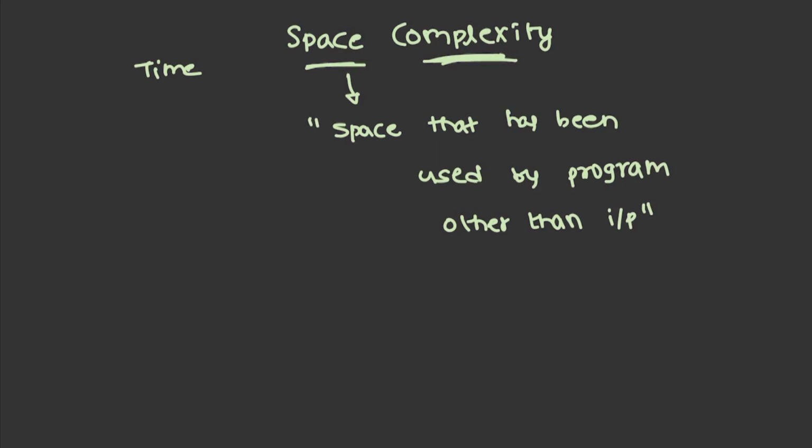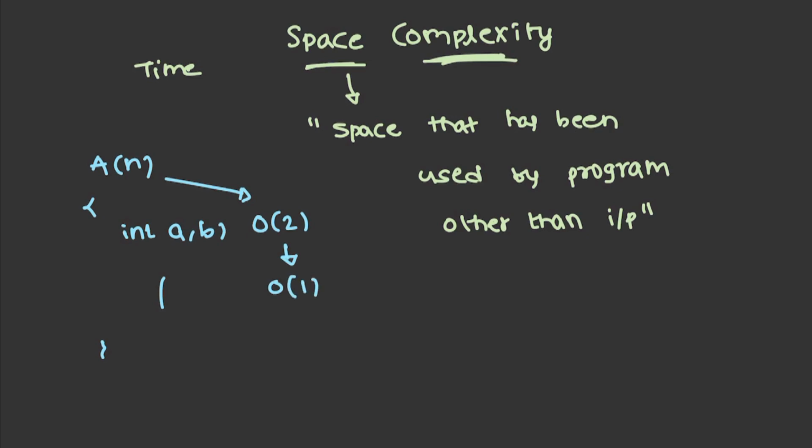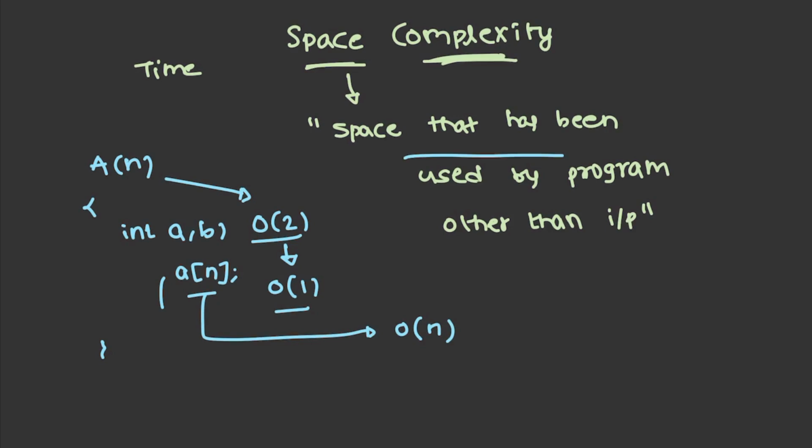If you consider a function and if you are using two integers in it, then the space complexity of this function can be written as order of 2, which is equivalent to order of 1, as we know that any constant can be reduced to order of 1. Or if it is using an array of size n, then the space complexity will become order of n. This is the space that has been used by the program other than input.